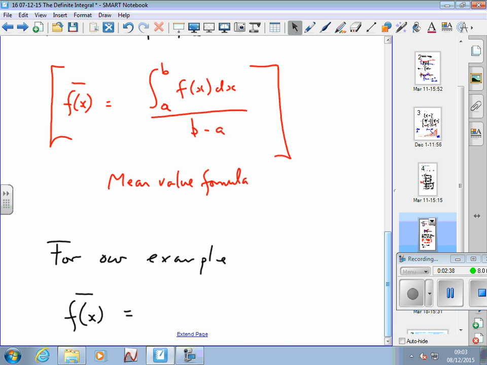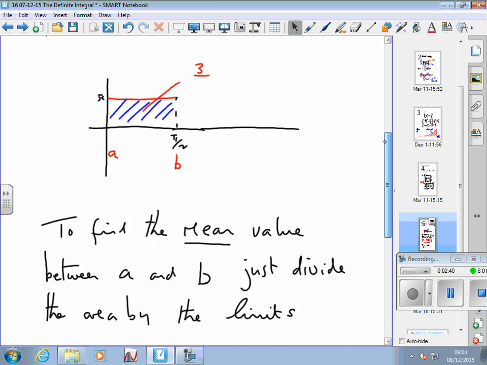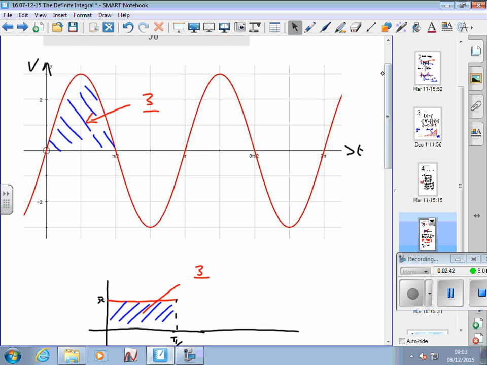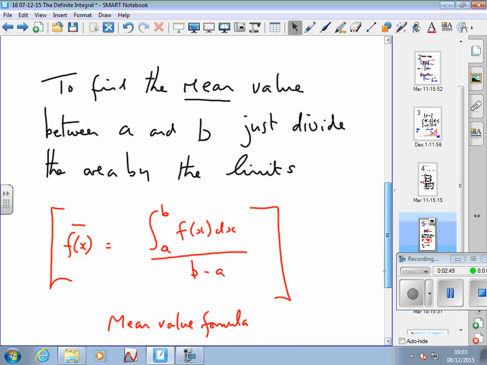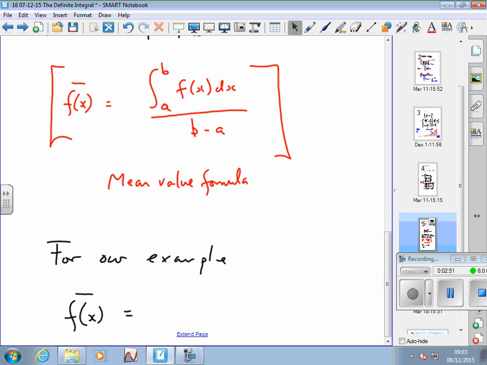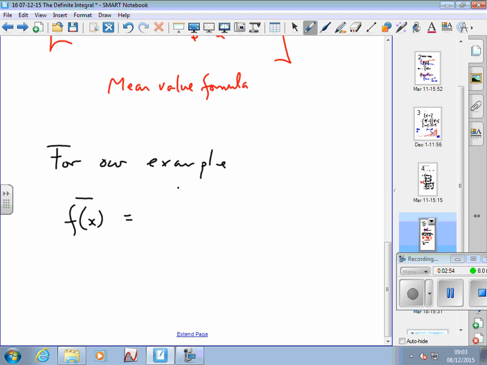So for example, for our function, we now know the area is 3 from what we did previously. We know the limit is pi over 2. So what do I do to get the average value between 0 and pi over 2? I take my area and divide by pi over 2. Dividing by pi over 2 is the same as multiplying by 2 over pi. So actually the answer is 6 over pi.